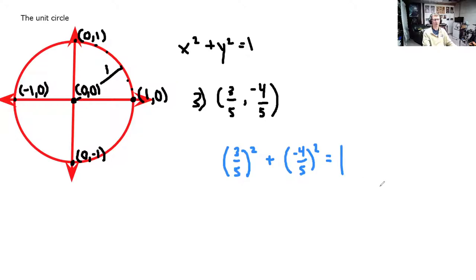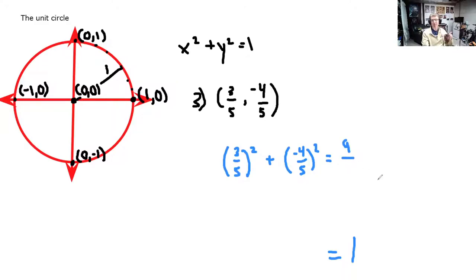And I'm not going to write 1 yet, because we don't know. That's what we're checking. We need to make sure that this does equal 1. Because maybe it doesn't. And if it doesn't equal 1, then this point is not on the unit circle. Okay, so we're checking. We're not going to write 1 yet. We're going to find out.